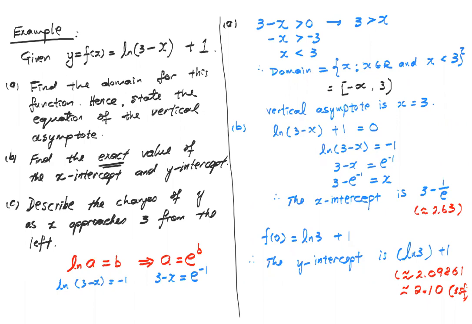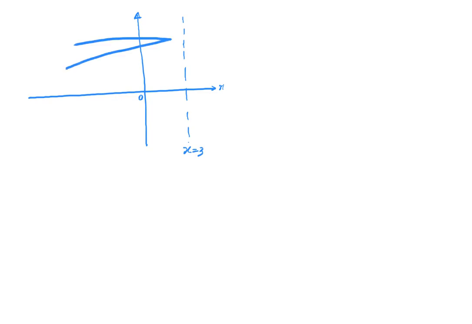Now we know that our x is less than the domain. That means this function is only defined for x less than 3. So I'm going to discuss part C. If I have the graph, I put the axis. So this is my x equal to 3. So the graph only appears on this part.